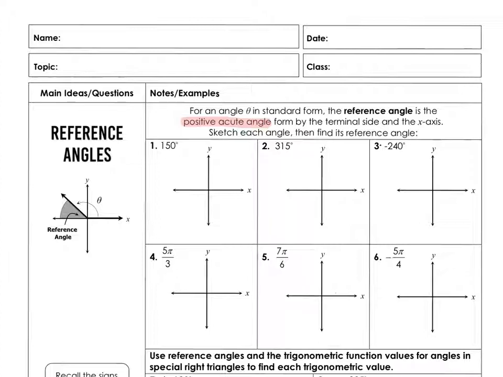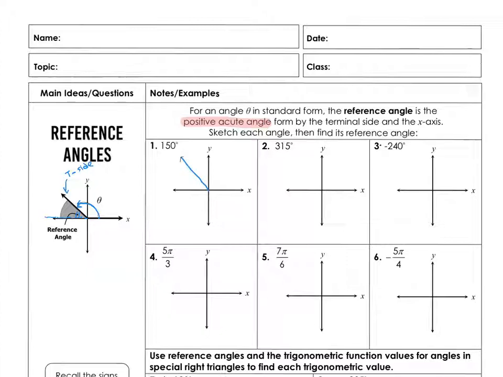If you look at the diagram on the left, we have the angle theta here, but it's the shaded area that's between the terminal side of the angle theta and the x-axis. That shaded area is the reference angle. I love reference angles because it makes everything so much easier when it's positive and acute, right? So how do we find it?